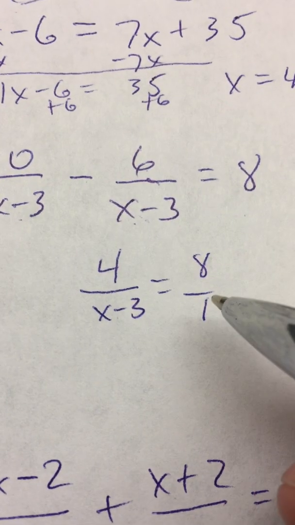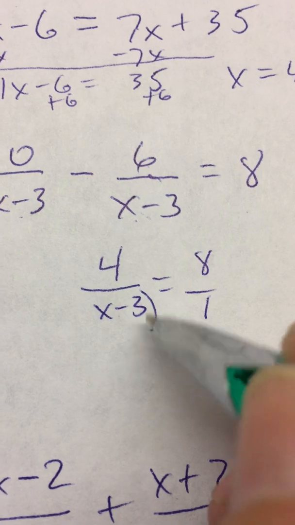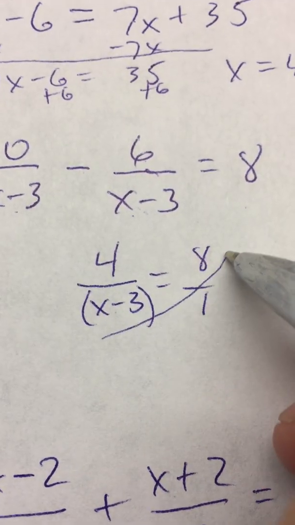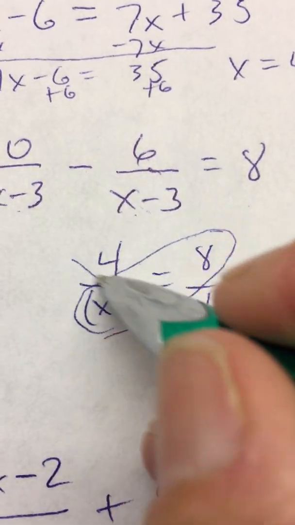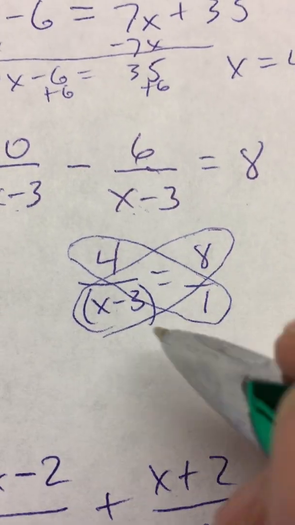So now is this a fraction equal to a fraction? Can I cross multiply? Yes. Put your parentheses around this so when you do this multiplication, you don't forget to distribute. And 4 times 1. So 4 times 1 is 4. I'm going to move this one over here.